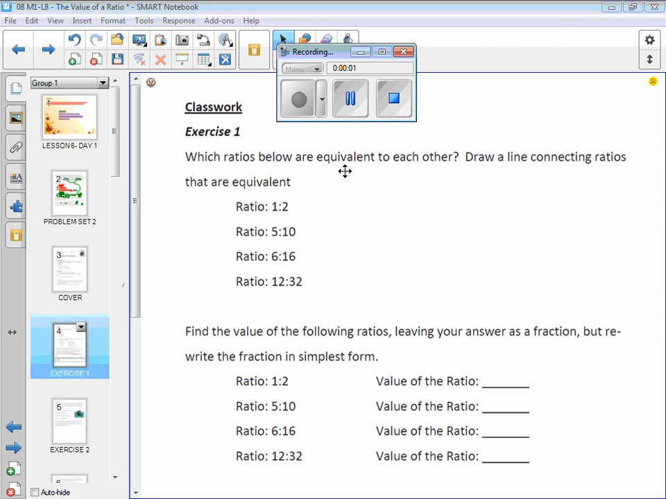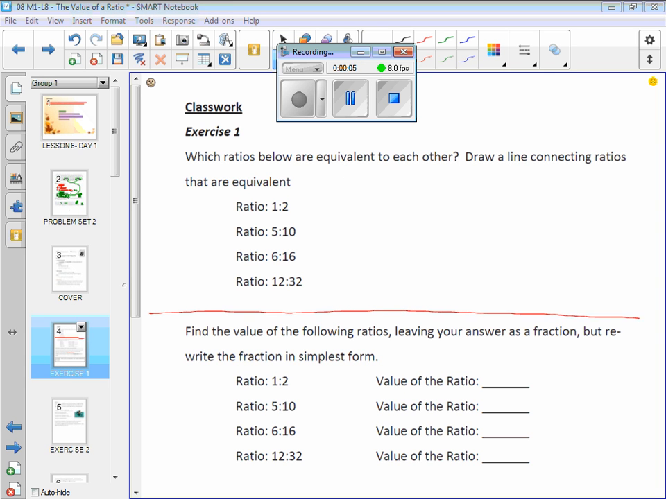I think you can do exercise 1, top half on your own. So read the directions and do that now. I'll call somebody up to the board. Who wants to come up and connect the ratios? Angelina, come on up.